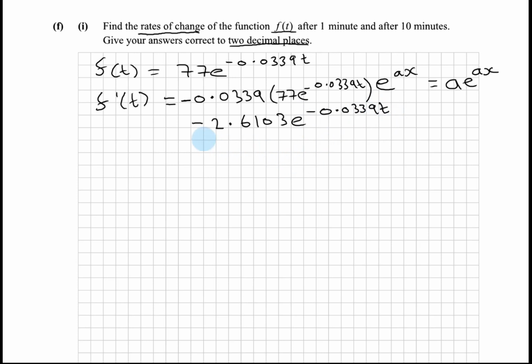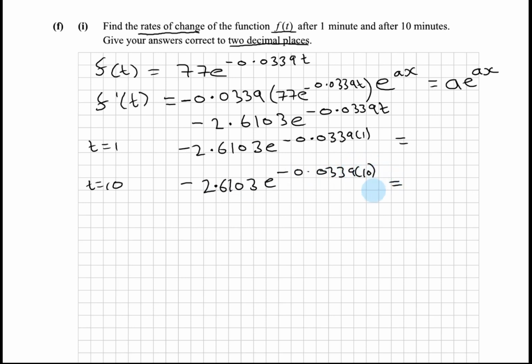So perfect. Now we're going to substitute in 1 for t, so t equals 1 and t equals 10. So minus 2.6103 e to the minus 0.0339 by 1, and then minus 2.6103 e to this.